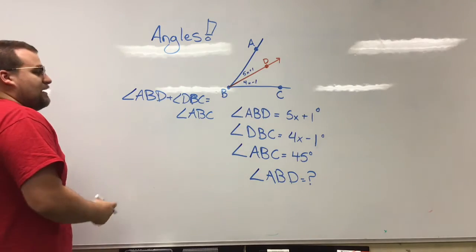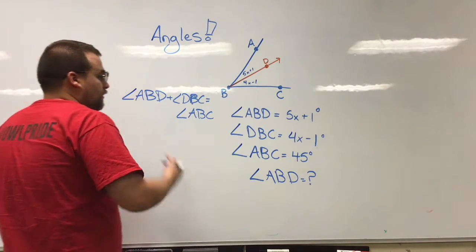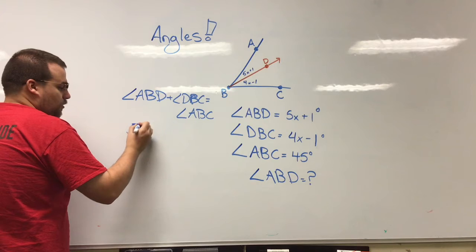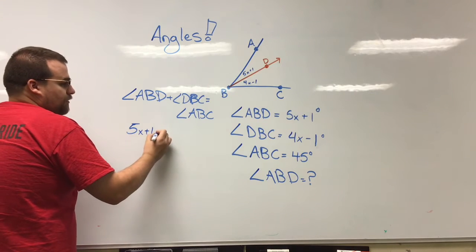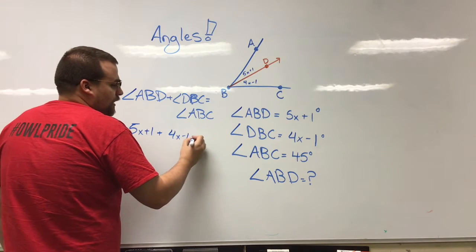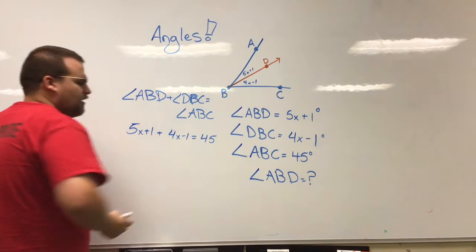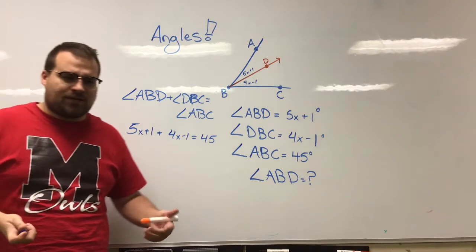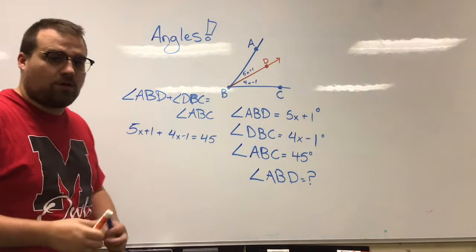So I'm going to go ahead and plug in the information I know. ABD is 5x plus 1. DBC is 4x minus 1. And then ABC is 45. So we just have some terms to combine, some stuff to simplify and solve.